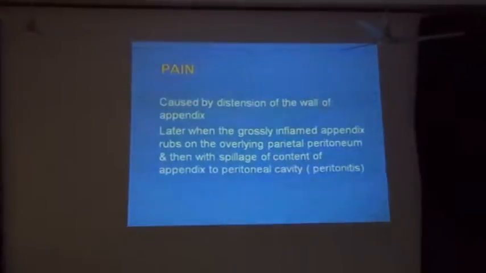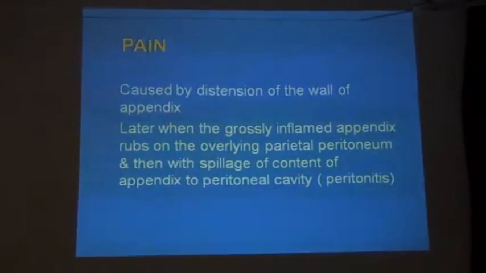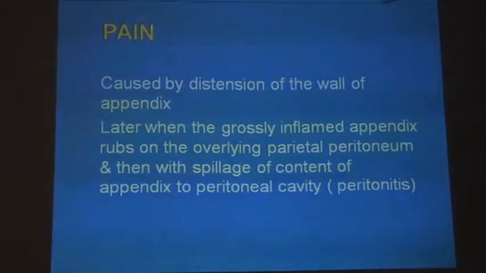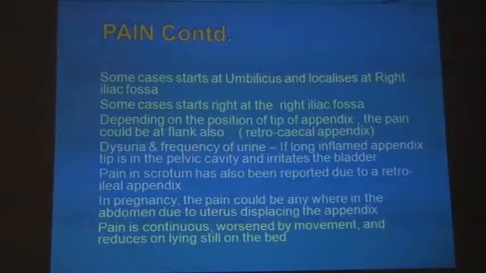Coming to signs and symptoms of acute appendicitis, pain is the most common feature of appendicitis. Pain, fever, and nausea and vomiting. These three constitute the triad of appendicitis. So this pain is basically caused by distension of the wall of the appendix. This distension causes stretching of the peritoneum and causes pain. Later, when the grossly inflamed appendix rubs on the overlying parietal peritoneum, and with spillage of the content of the appendix into the peritoneal cavity, it gives rise to peritonitis.